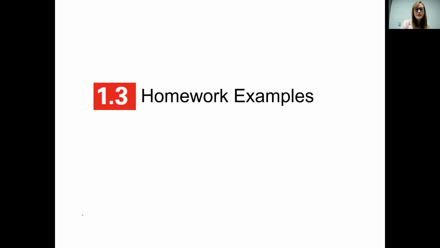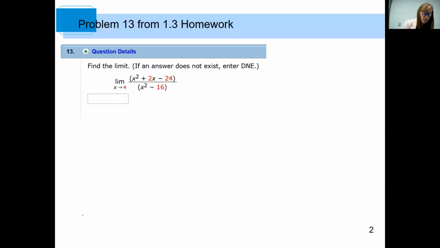Hi, so I just want to take a second to go through a couple examples from the 1.3 homework. So the first problem we'll look at from section 1.3 is just problem number 13. And it's asking us to evaluate the limit.